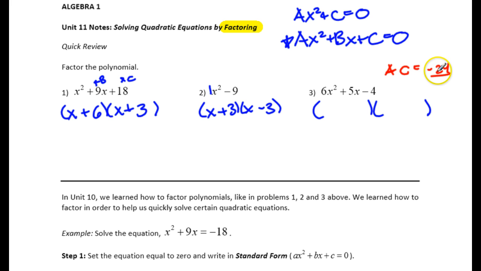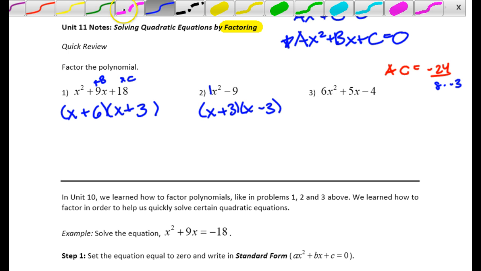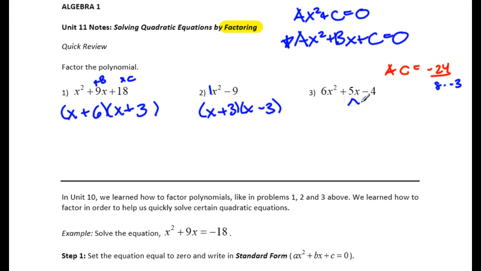12 times 2 would either make positive 10 or negative 10. So I need to try another way. 8 times 3. If I do negative 8 plus 3, it's negative 5. 8 plus negative 3 would be positive 5. So it's going to be 8 times negative 3. So I split up my x as x times x. Whoops. Sorry. I jumped to the next step too early. So remember, we have to split our middle term.